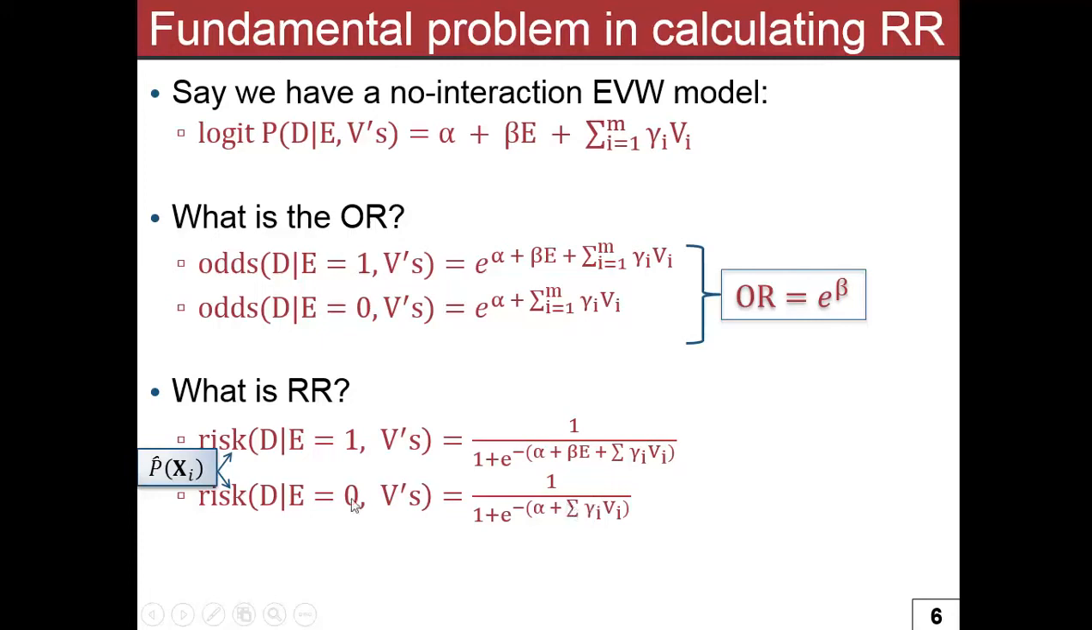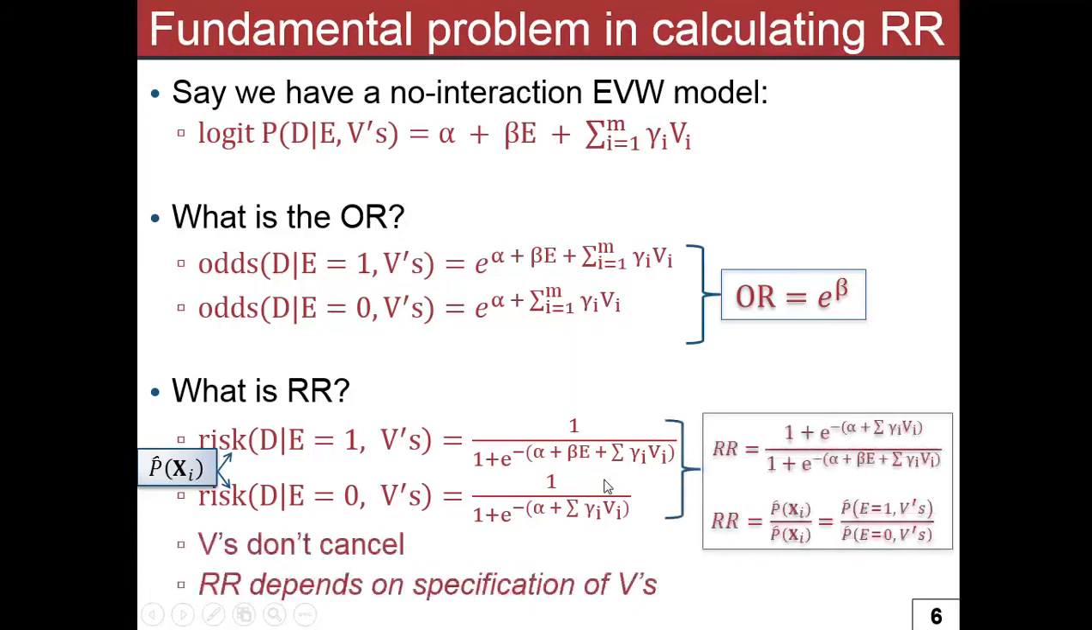And so to take a risk ratio, I would just take the ratio of these two expressions, and it doesn't cancel out. This is what you're left with. You put one over the other, and you get 1 plus e to the minus alpha plus the sum of this stuff, and then the same on the bottom with beta exposure. So there's no convenient way to take this ratio. The V's don't cancel out. You're just left with this not very helpful expression.